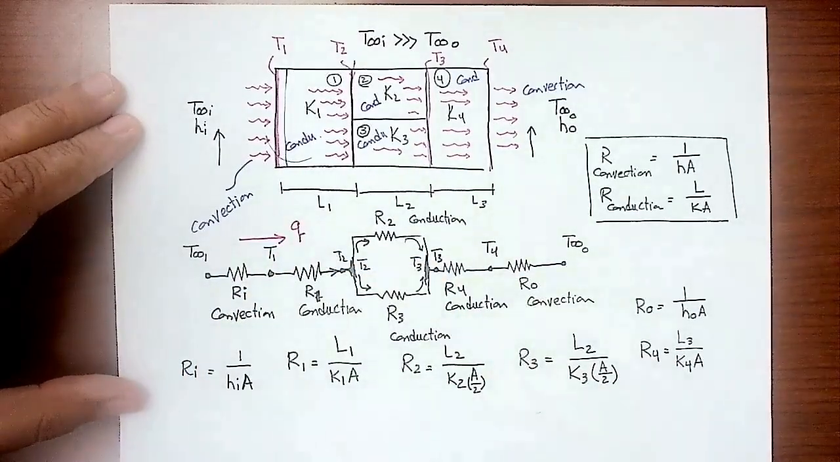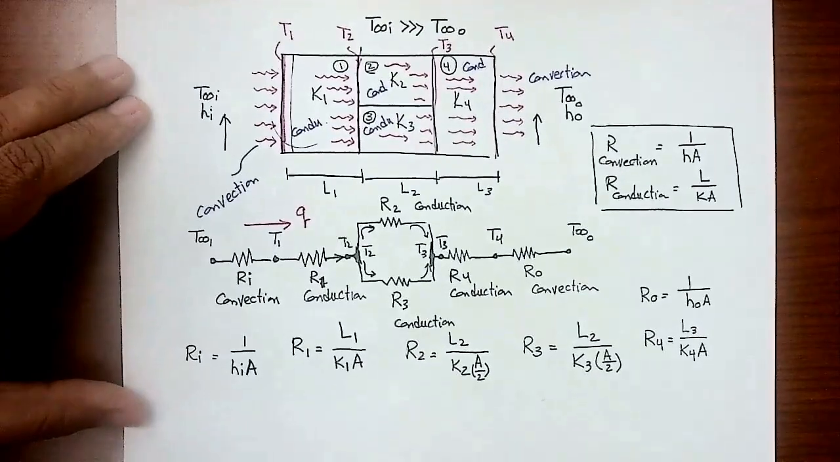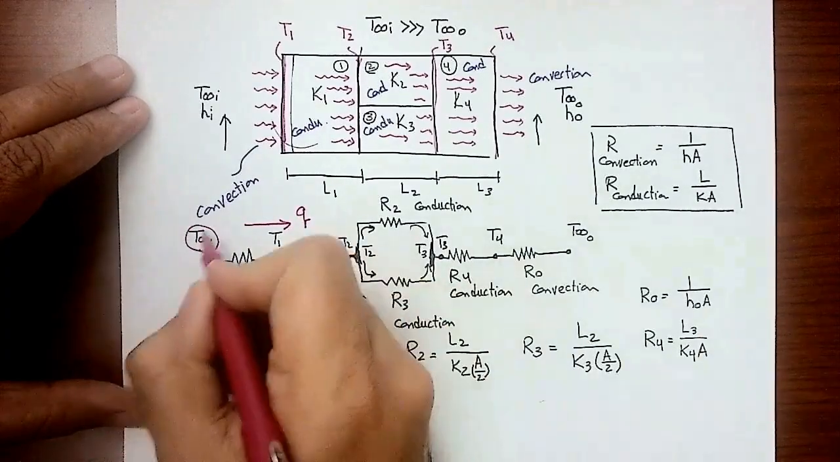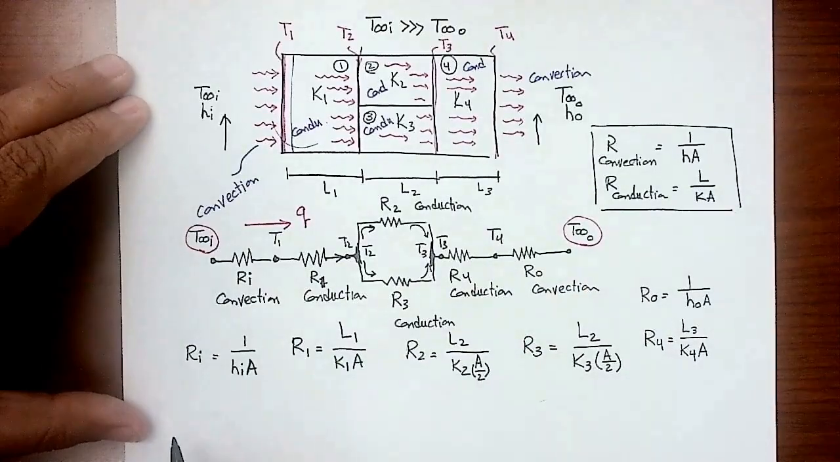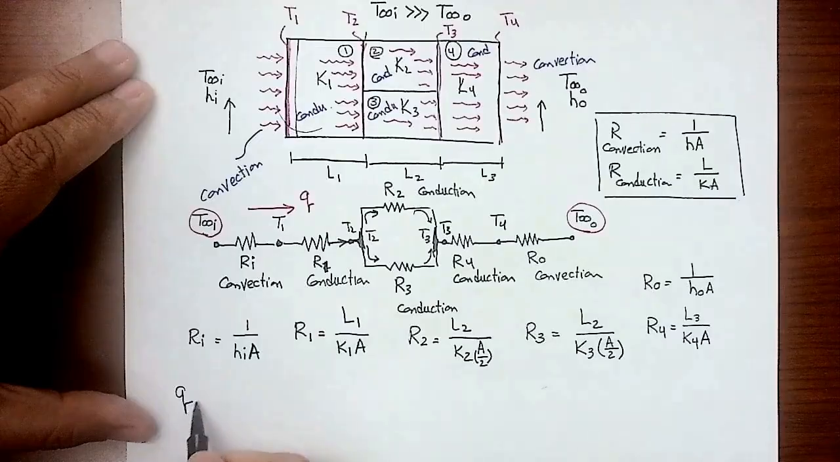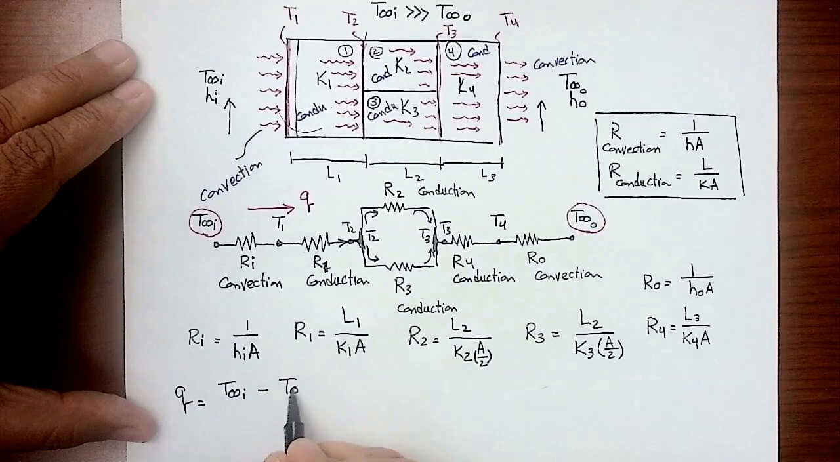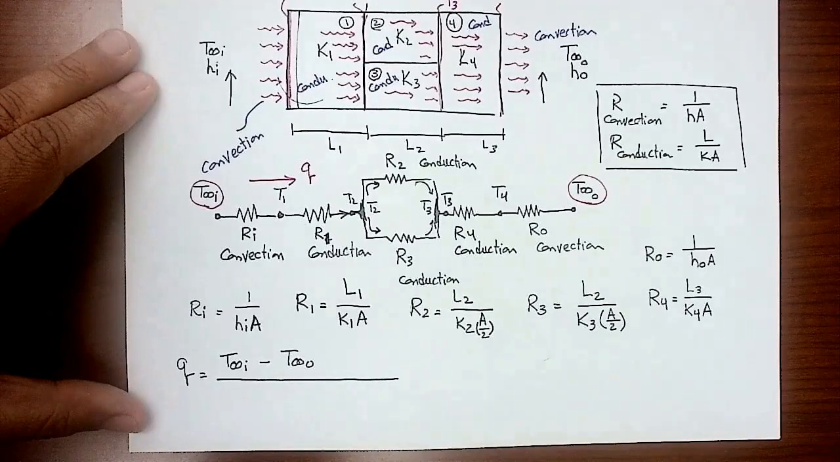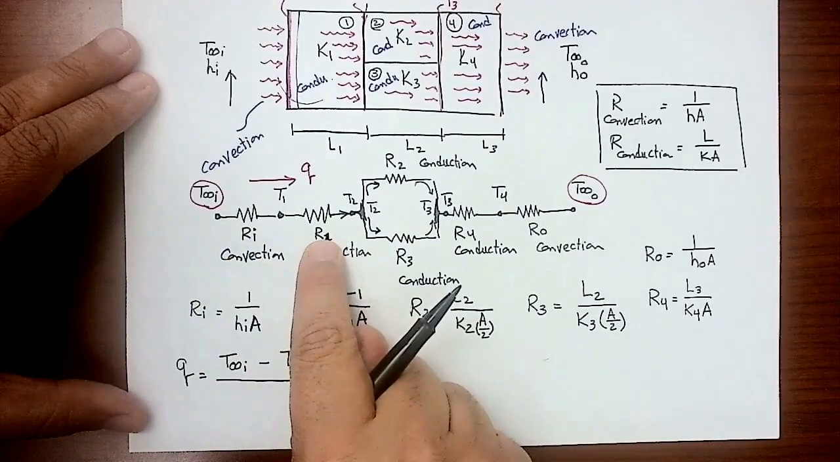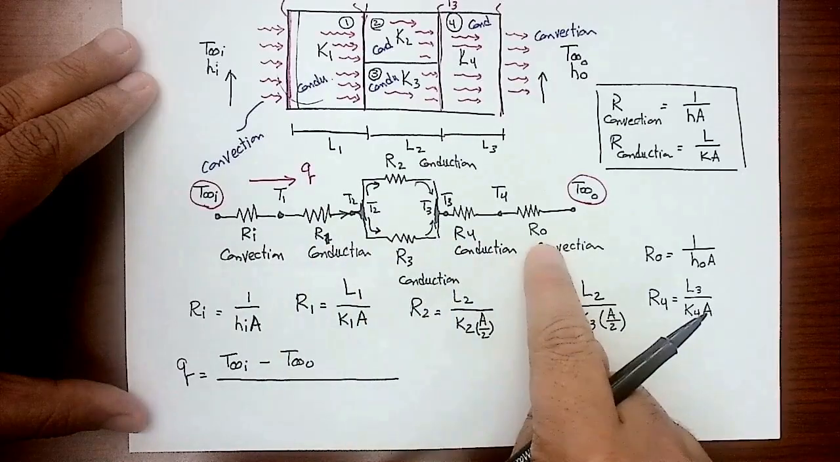Q. If you want to calculate Q, you have to pick a temperature difference and divide by the resistance in between, right? So let's assume that you are only given T infinity i and T infinity out. Which means that if you want to calculate Q, the only option that you have is T infinity i minus T infinity out divided by the equivalent resistance between these 2 temperatures. So what's between these 2 temperatures? Ri, R1, these are series. R4 and R out are series.